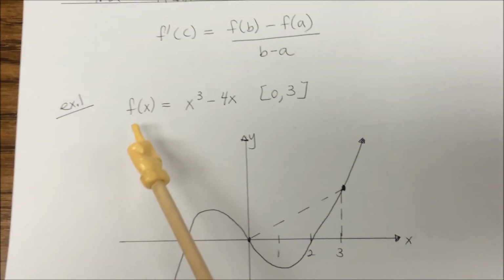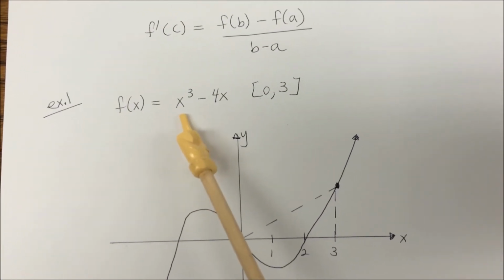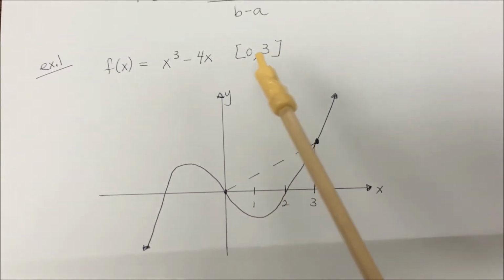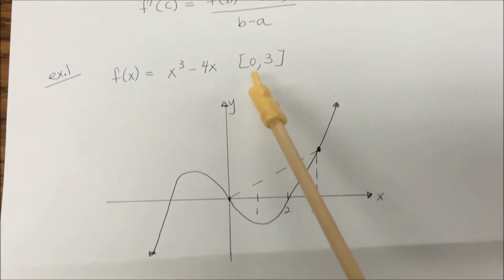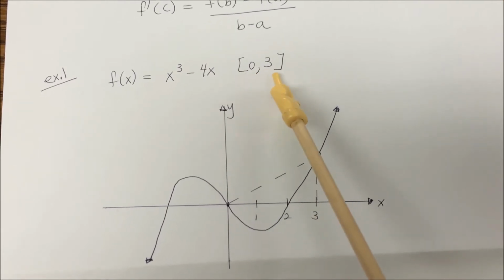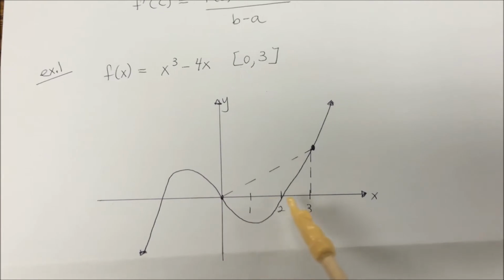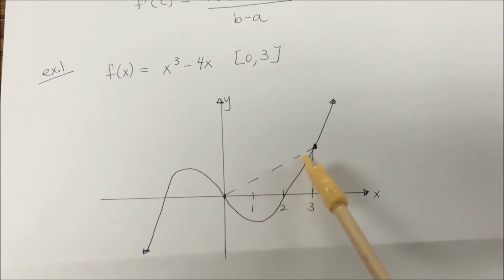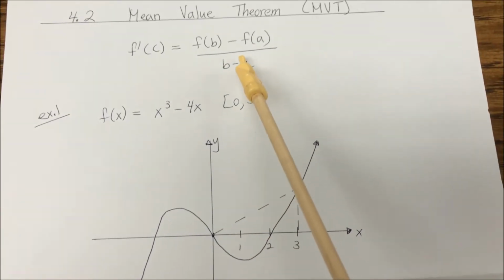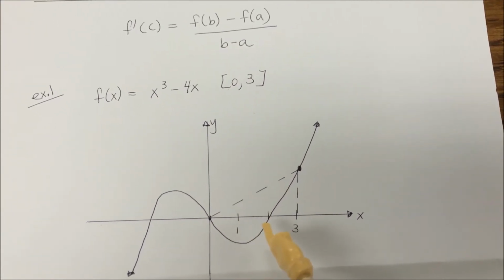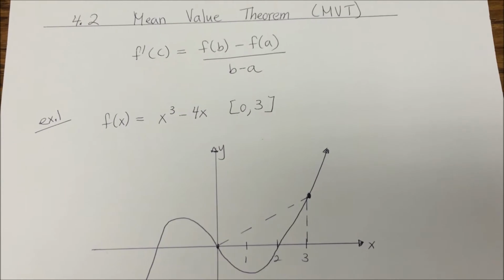So for example 1, we take the equation x to the third minus 4x, and this is the graph of it right here. We're saying from 0 to 3, so 0 and 3, these are your x numbers, the interval of x1 and x2. From 0 to 3 right there, we drew a slope. And somewhere in there, we're trying to find where that average slope is. So let's go ahead and do the calculation.